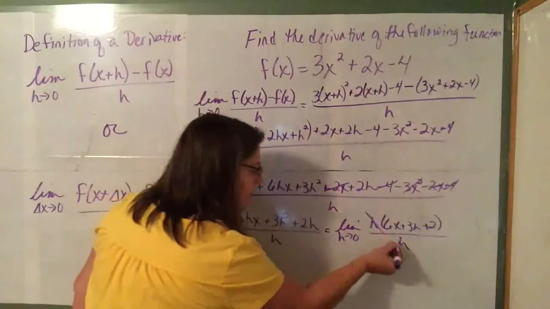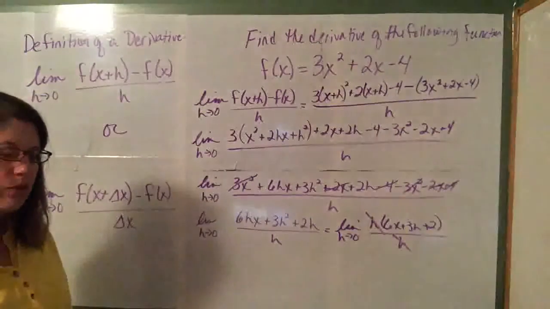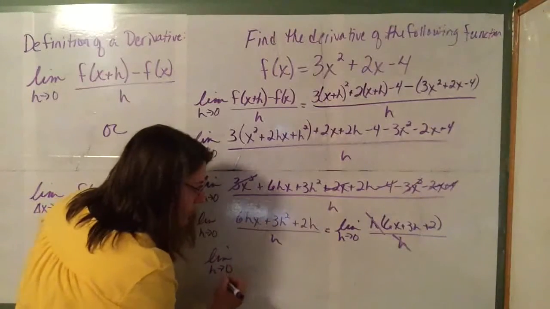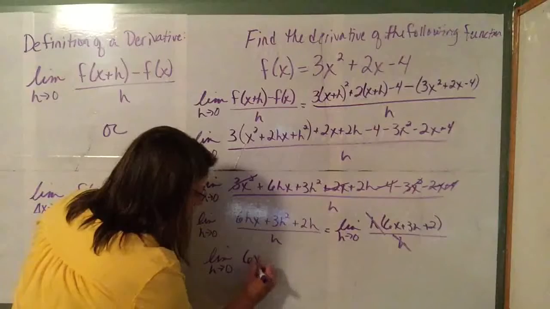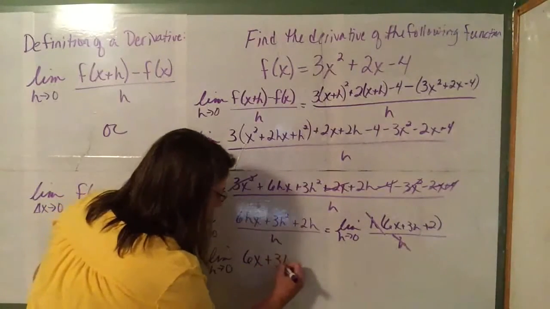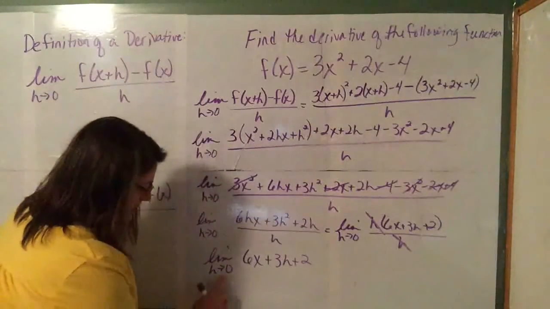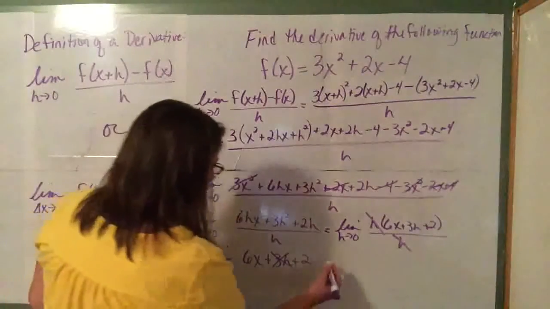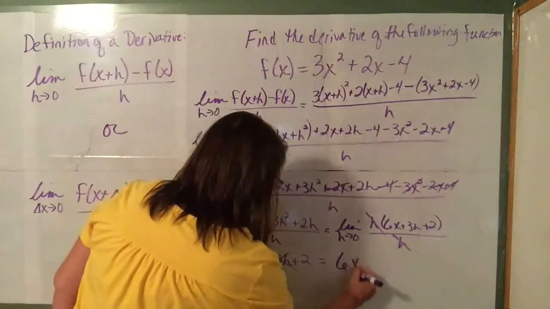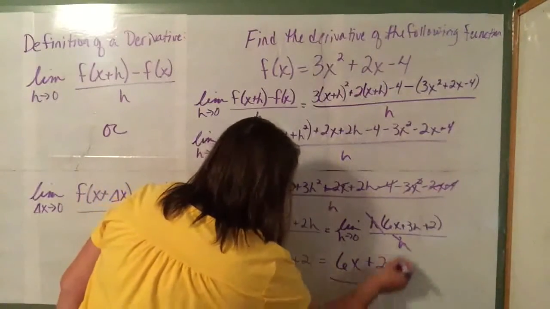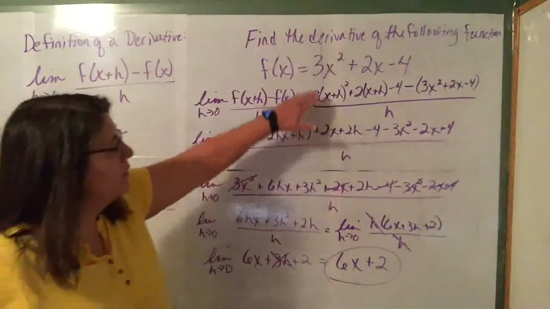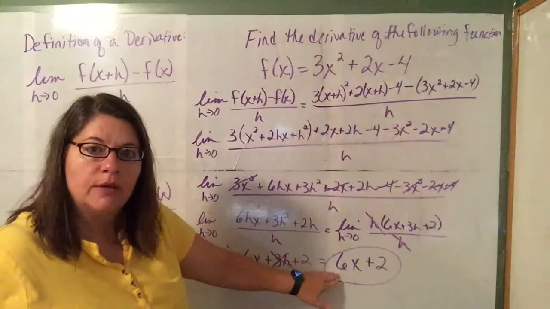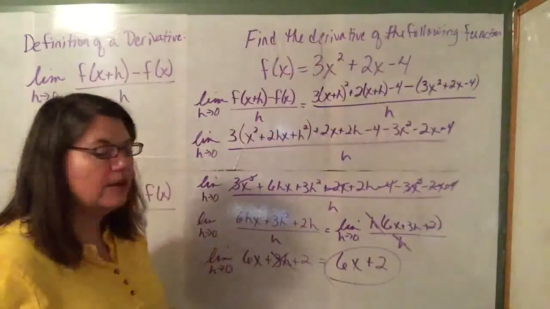But look at what happens. Now one of the h's cancels. So now if I want to find the limit as h approaches 0, I just have the limit as h approaches 0 of 6x plus 3h plus 2. And if I plug 0 in for h, doesn't this term cancel out? So that leaves me with the derivative equaling 6x plus 2. The derivative of 3x squared plus 2x minus 4 is 6x plus 2. So this is the definition of a derivative.